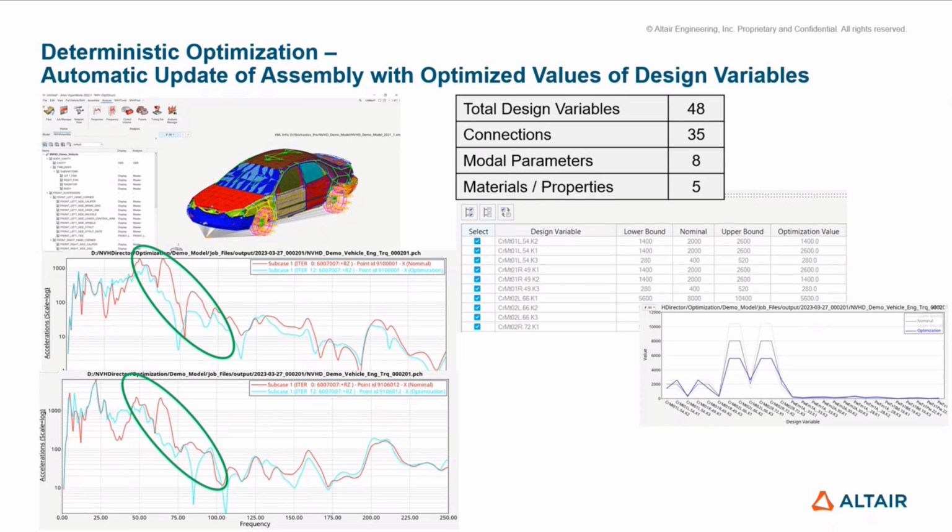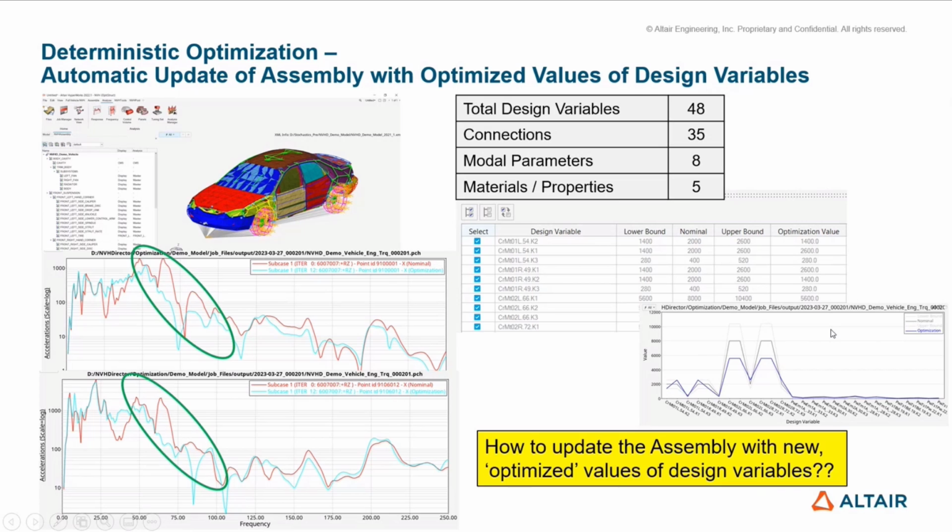So it was pretty good. We were able to achieve the optimization objectives. The next step: these are the design variables which get listed, and this is just a snapshot of how these design variables got changed. So basically, this was the nominal value, this was the lower bound and upper bound, and these are the optimized values after the optimization. This is showing it in a graphical way. Now, the important question is, once we get all these nice results, how do we update the assembly with these optimized values?